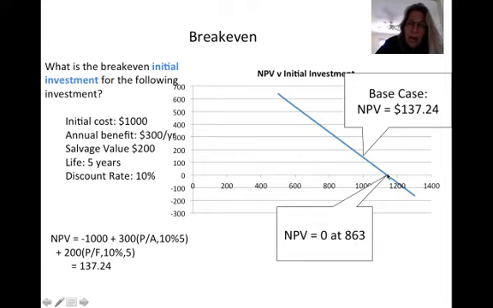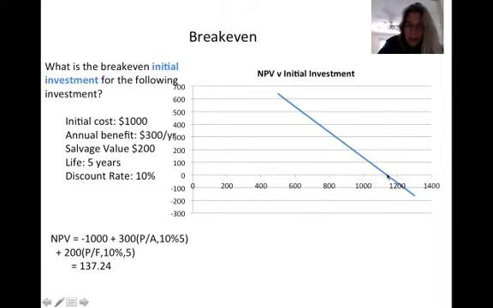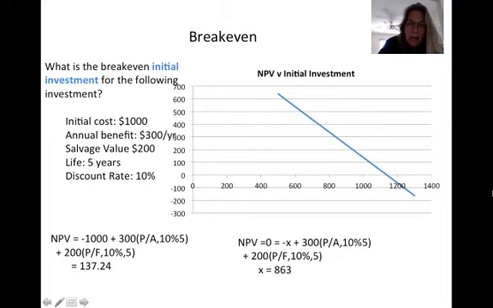In fact, we can calculate this 863 value by setting the net present value equation equal to 0 and solving for some unknown initial investment value. Here we had $1,000, but here we're saying it's unknown. So what is that unknown amount such that the net present value is 0? And that's how we got 863.